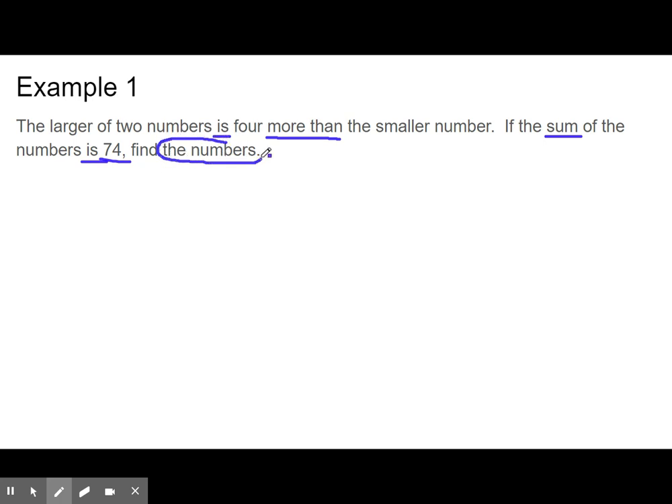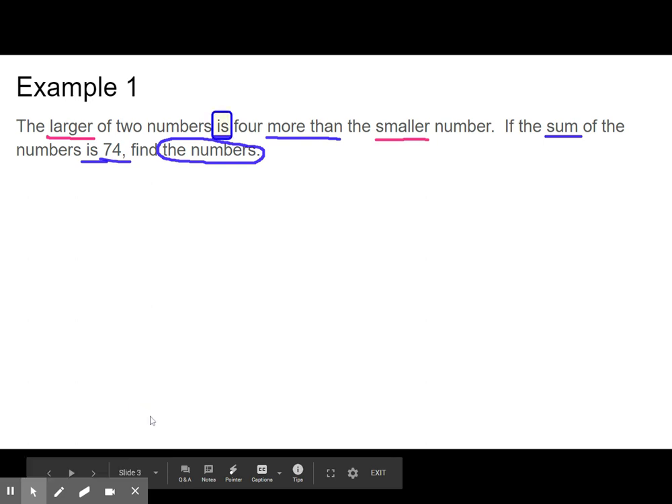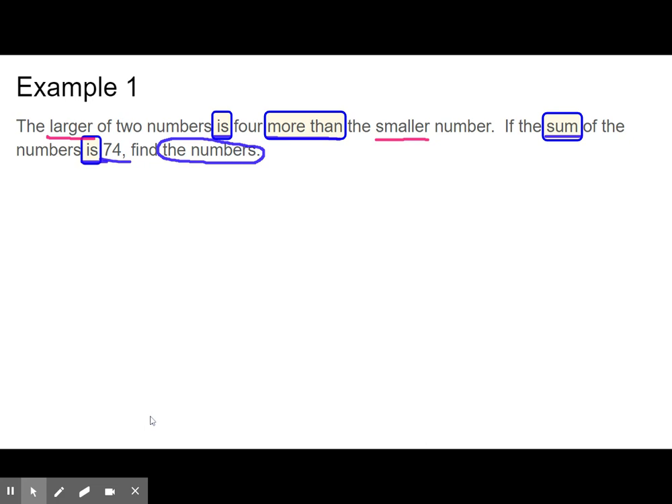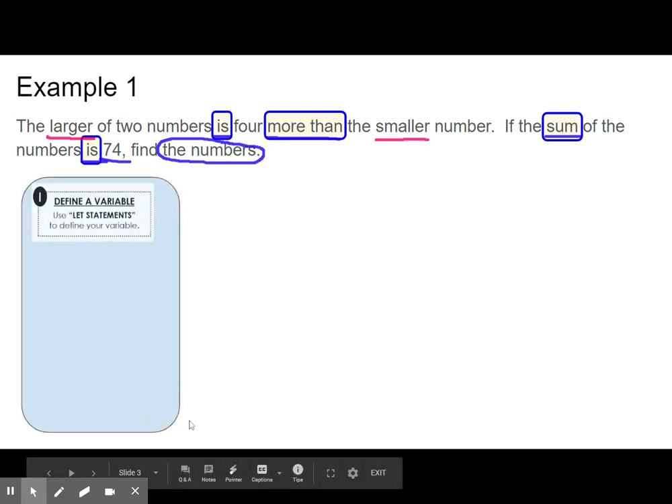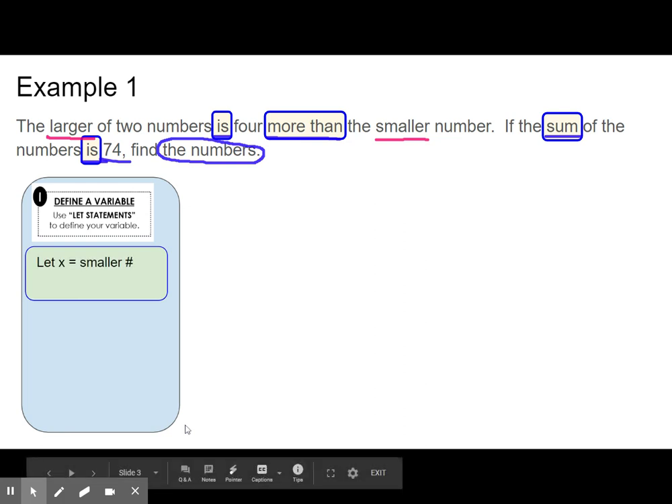I'm looking for two numbers. What kind of numbers are they? One is large, one is small. So two numbers. So let's set up our let statement. Oh, I forgot I did this. Those are our math words that I identified. So one, define your variables. Use your let statements to define your variables. Well, I'm going to let x be the smaller number.